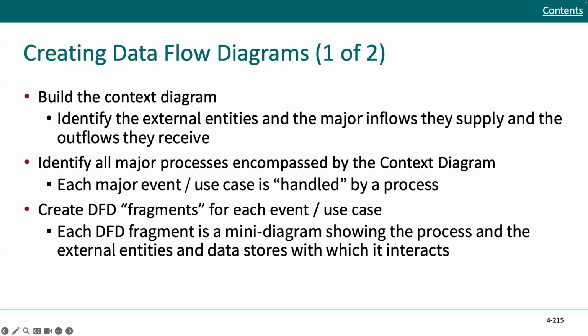Now let's think about creating data flow diagrams. So building the context diagram, the top level data flow, you want to identify the external entities and the major inflows that supply and the outflows they receive. Want to identify all major processes encompassed by the context diagram, each major event and use case handled by a process. We then create data flow diagram fragments for each event and use case. Each data flow diagram fragment is a mini diagram showing the process and the external entities and the data stores with which it interacts.